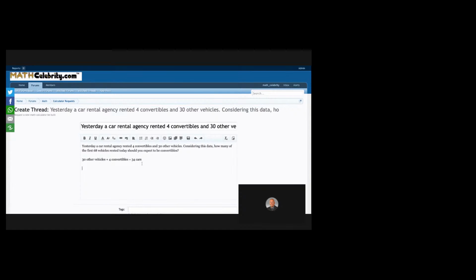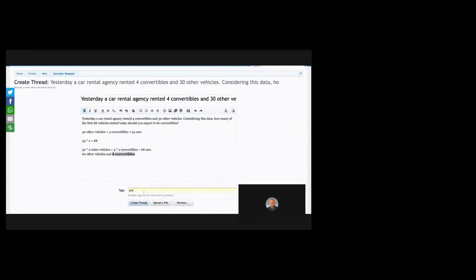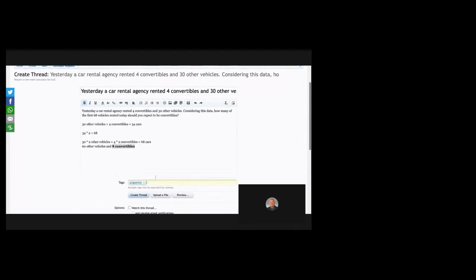Let's do this right. We know that 34 times 2 equals 68, which tells me if we multiply each of these two, we'll have a matching proportion. So we've got 30 times 2 other vehicles plus 4 times 2 convertibles: 68 cars, 60 other vehicles, and 8 convertibles. So the question asks, how many do you expect to be convertibles? And the answer is 8. So we can do proportion, and that knocks that one out.